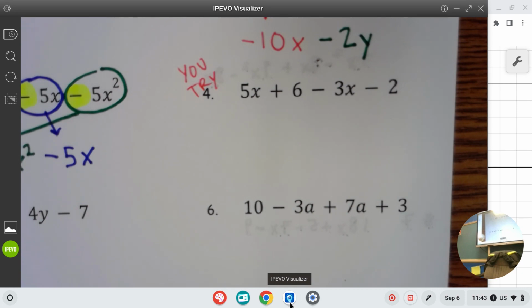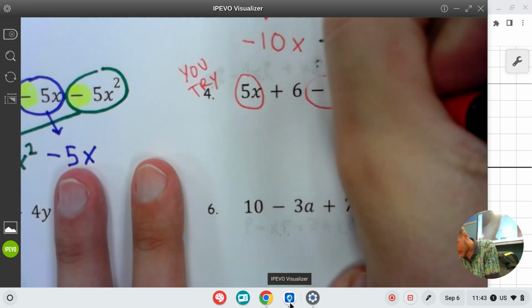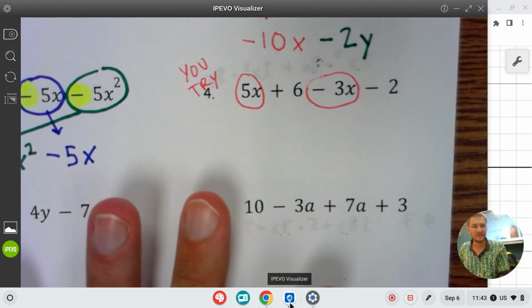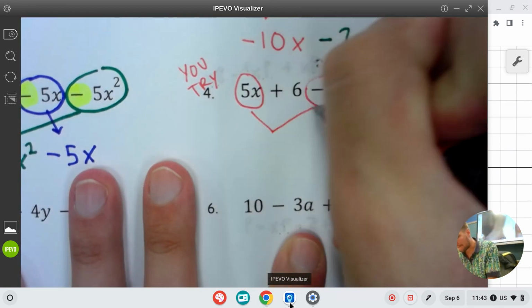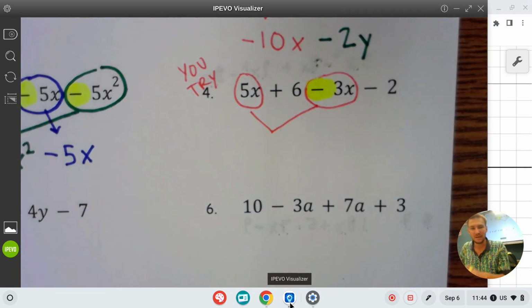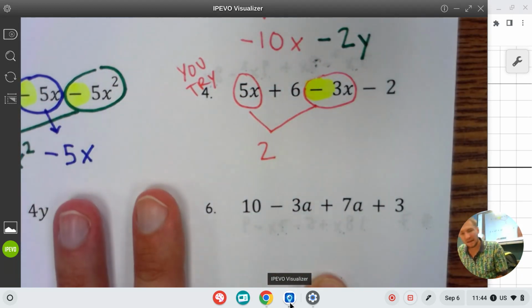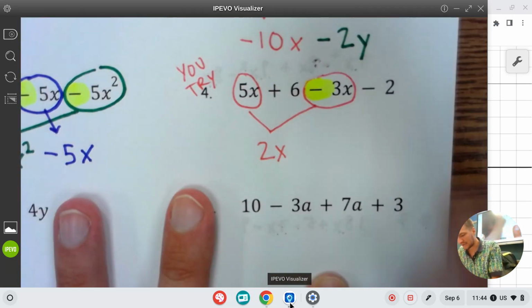All right, nice job. Saw lots and lots of good answers. Sorry for the interruption. It's just how it goes this first week of school. So here's what I'm looking at. I'm looking at this first term, which is an x term. I'm spotting that this minus 3x is also an x term. I'm going to make sure that my negative is being super important to me. It's not 5 plus 3 that makes 8. It should be 5 minus 3, which makes 2. And I'm going to need an x on that 2.